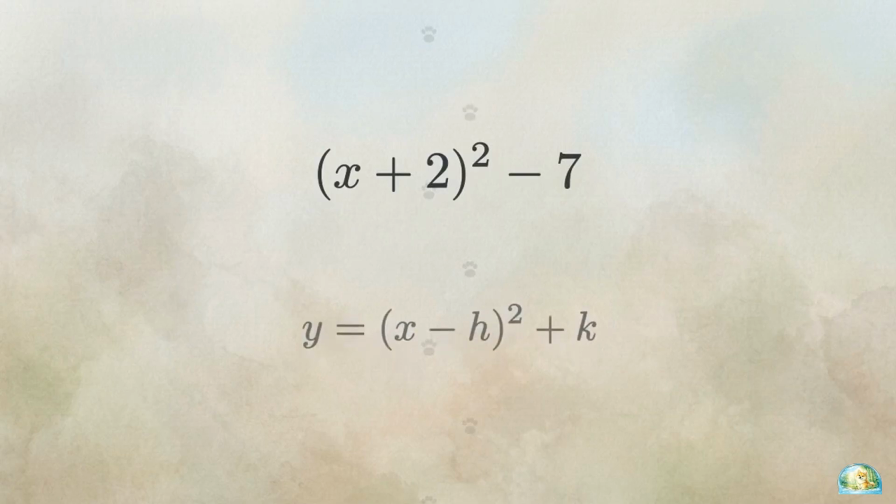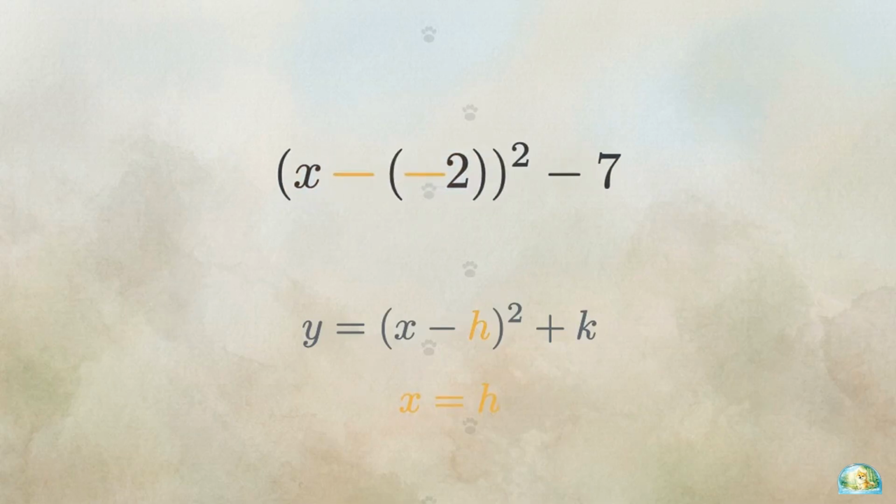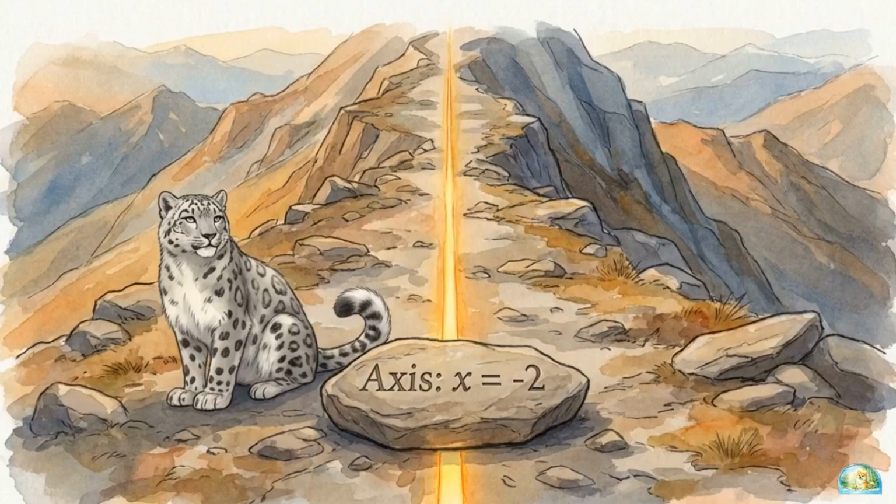After rewriting a quadratic as (x plus 2) squared minus 7, what axis of symmetry is visible? Vertex form y equals (x minus h) squared plus k has axis x equals h. Here, x plus 2 means x minus negative 2. The axis of symmetry is x equals negative 2.